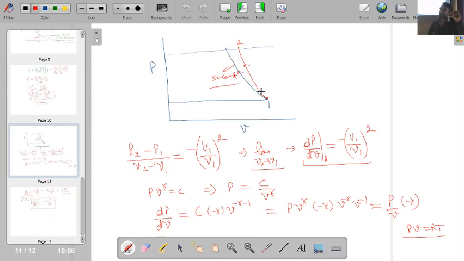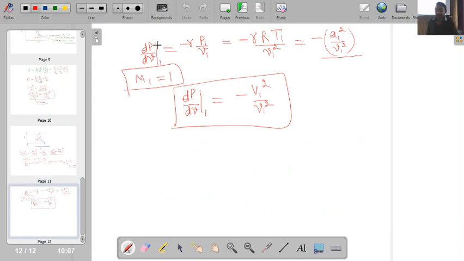Is this point clear? So the instantaneous slope at point 1 for this shock wave compression is minus V1 by V1 whole square, and when we see the slope for an isentropic process, particularly for Mach number equal to 1, then also I am getting dP by dV1 equal to minus V1 by V1 square. Okay, so it means that for the initial sonic condition, the slopes of the shock wave compression process and the isentropic compression process are nothing but the same. Okay, this is one important conclusion.